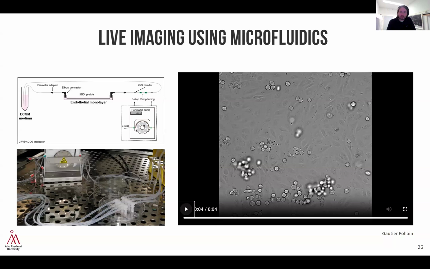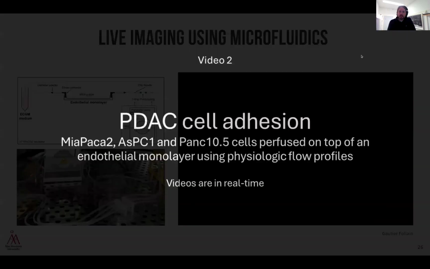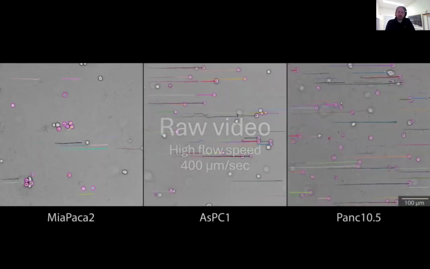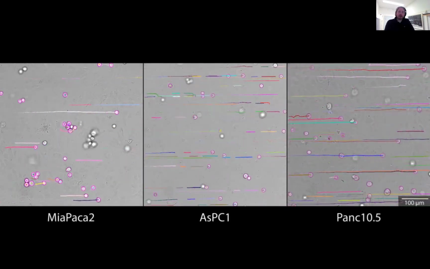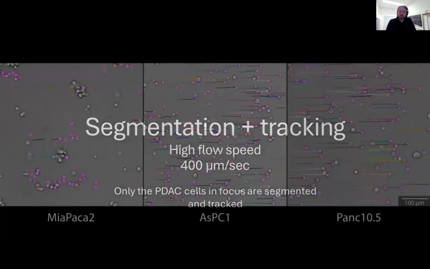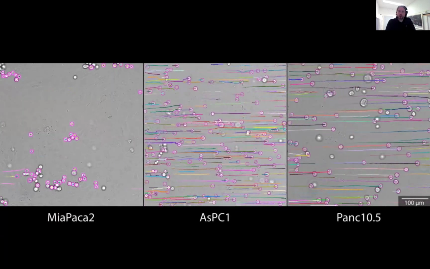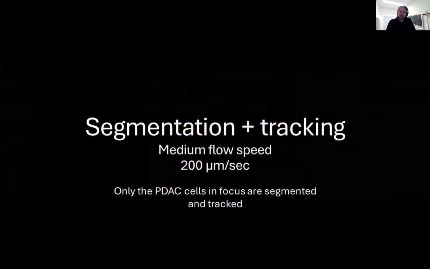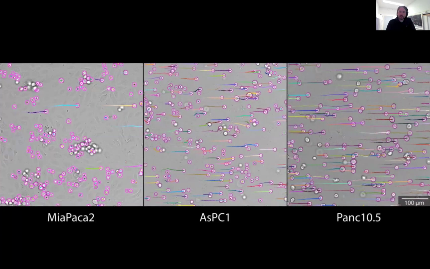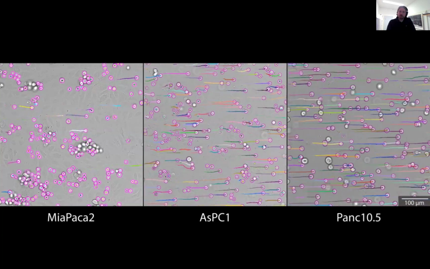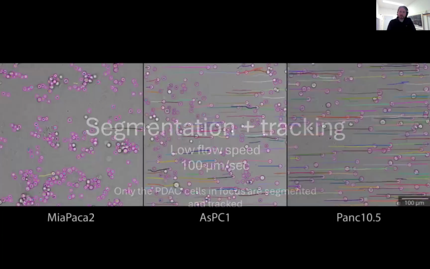You probably see where some of that is going, but basically what we've been doing is perfusing different types of pancreatic cancer cell lines at different flow speeds. And then we've been using some of the methods that I was showing you to automatically detect and track the pancreatic cancer cells in our bright field video. The tracking is never perfect, but it's good enough that we can get a very good understanding of the behavior of the pancreatic cancer cells in different contexts.